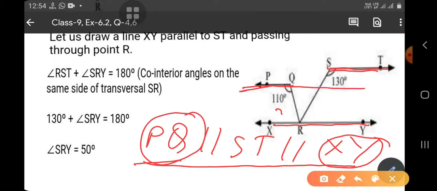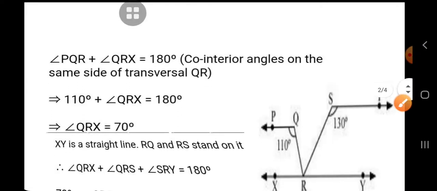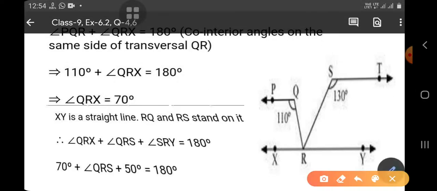Just see here, these three lines are there, and these lines are parallel to each other. So this line is parallel to this line. The picture is repeating here. Look at here, this line and this line are parallel. As these two lines are parallel, the line QR will be the transversal, and angle PQR and this angle will be co-interior angles. So the sum of co-interior angles is 180 degree.